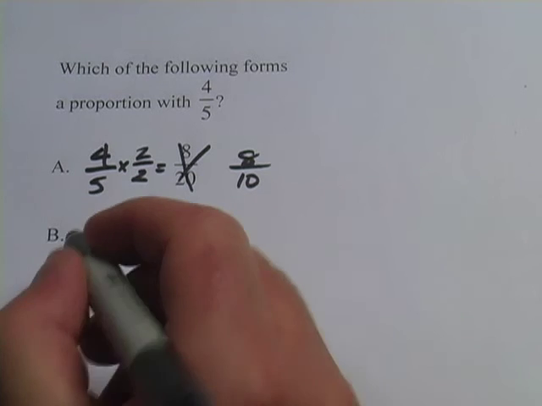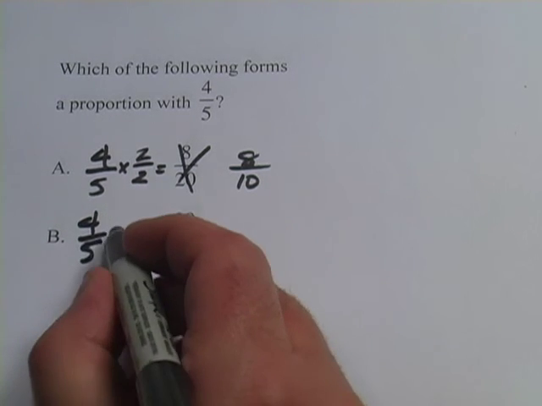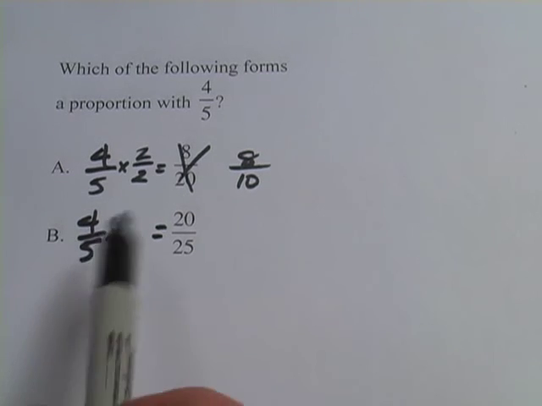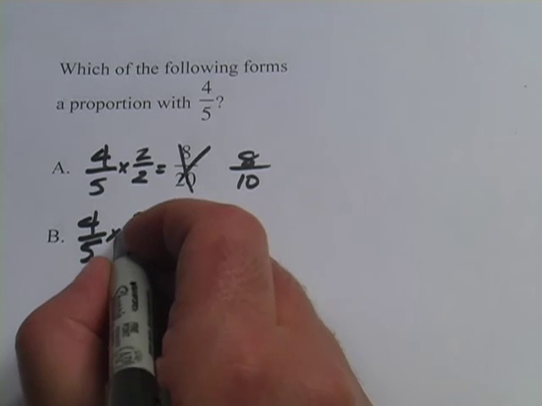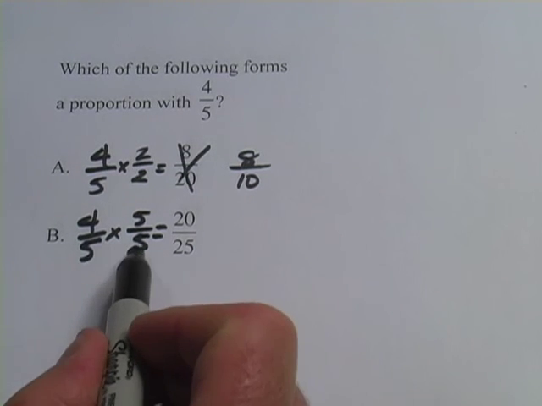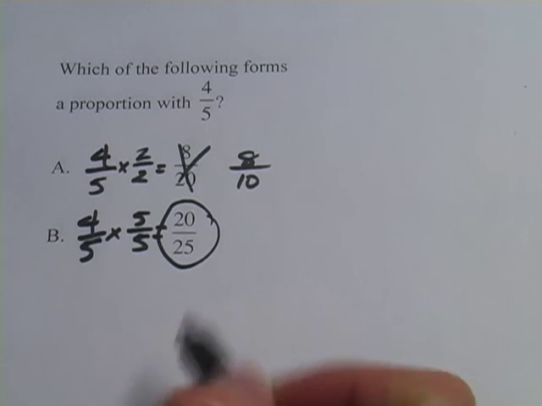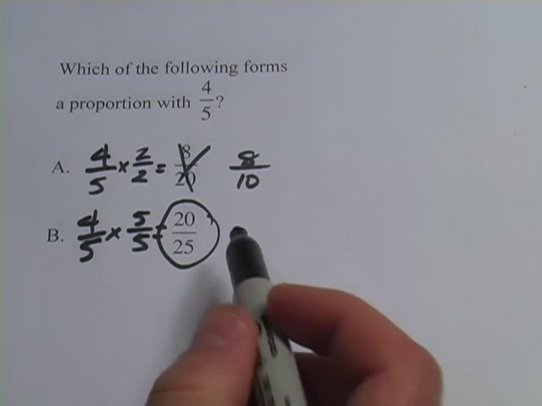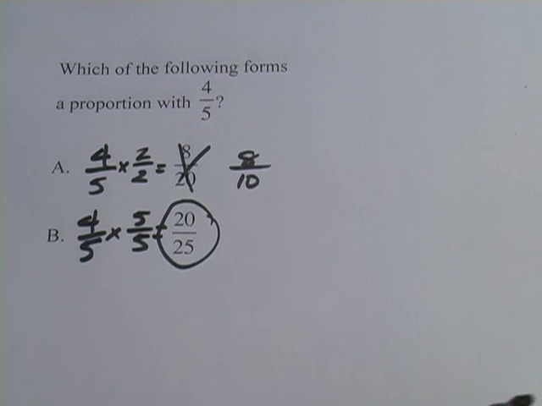Let's try B here. I've got my initial ratio 4 to 5. I'm going to multiply it by some scale factor. Well, let's see, what would I multiply 4 by to get 20? That would be 5. Then I'll put the same number down at the bottom of the scale factor. And 5 times 5, that's 25. So this one checks out. And 20 to 25 does form a proportion with 4 to 5. So those are ratios forming a proportion.